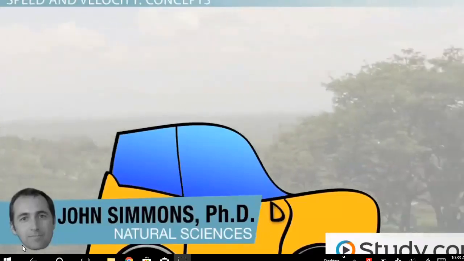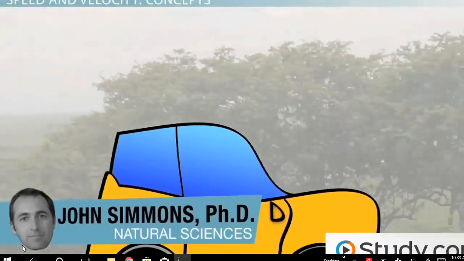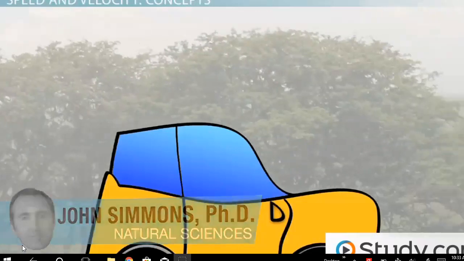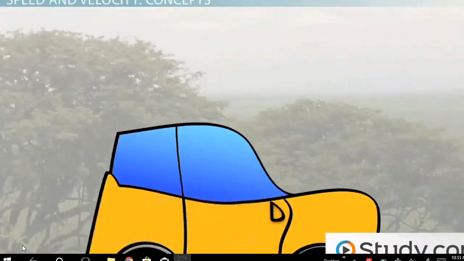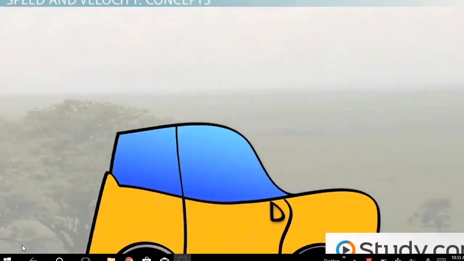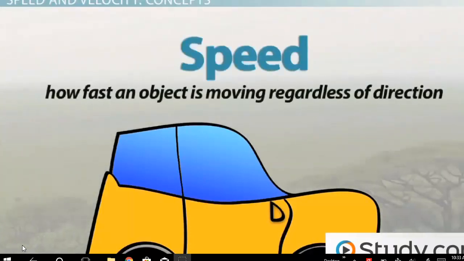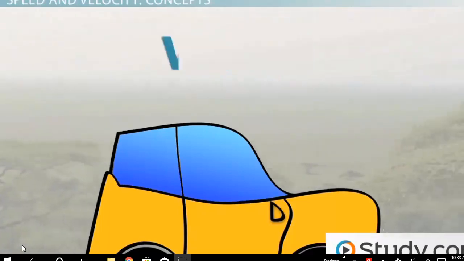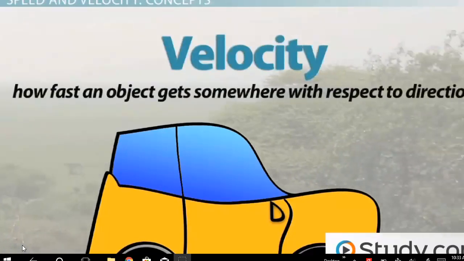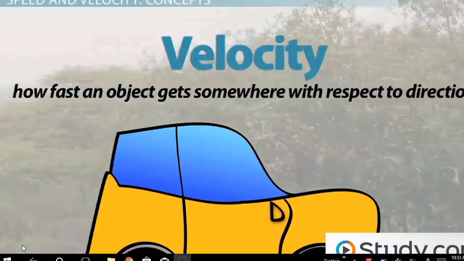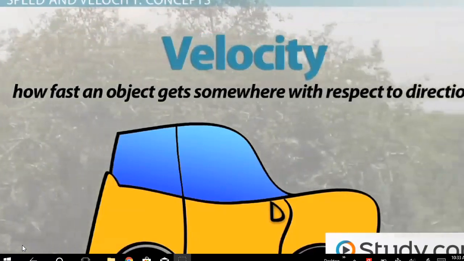Many people consider speed and velocity to be the same and may even use the terms interchangeably. While speed and velocity are similar, they are definitely not the same. So how are they different? Speed is a matter of how fast an object is moving, regardless of the direction it's going. Whereas velocity is a matter of how fast an object gets somewhere with respect to direction.